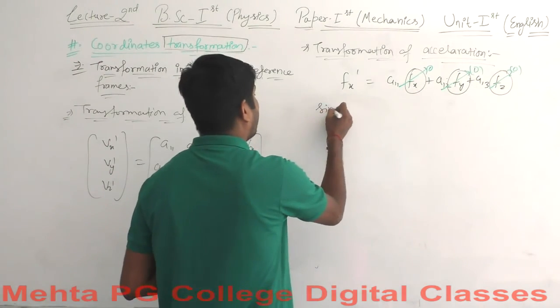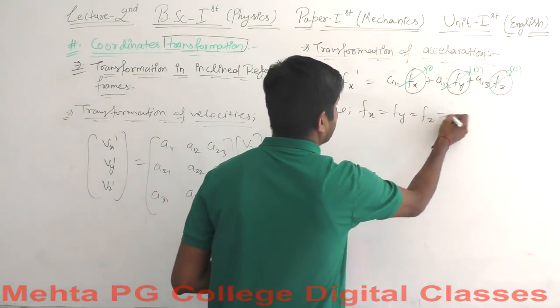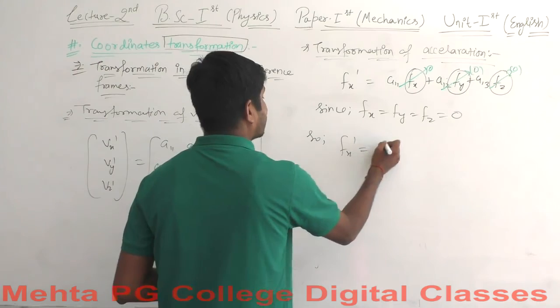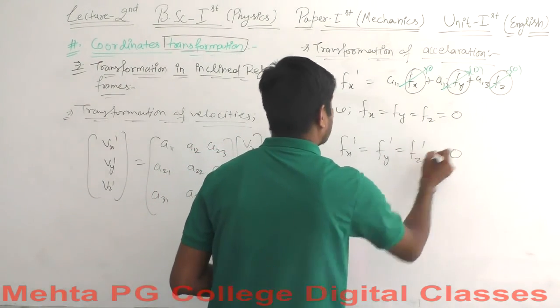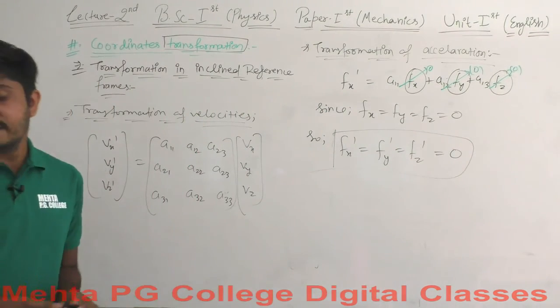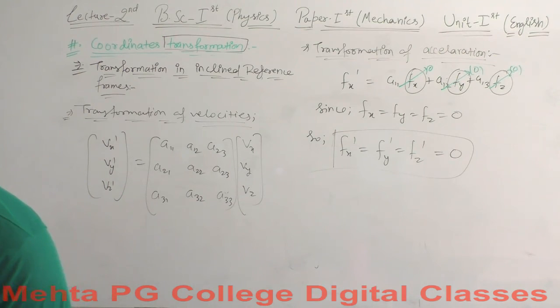Since f of x is equal to f of y is equal to f of z is equal to 0, f of x dash is equal to f of y dash is equal to f of z dash will again equal 0. So this is the transformation of acceleration, and the remaining things are the transformation from 2 dimensions to 3 dimensions.